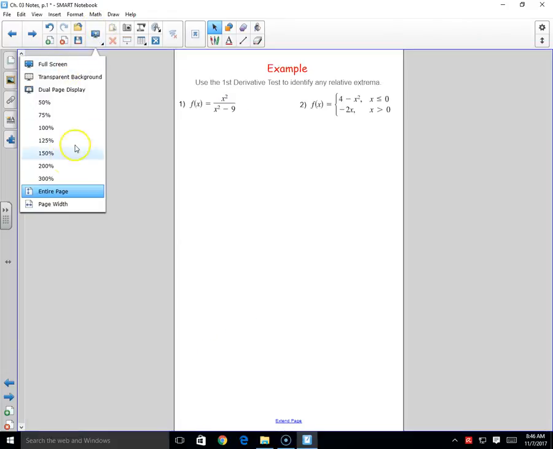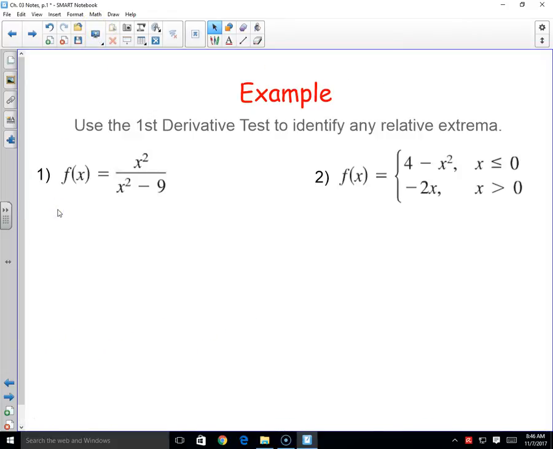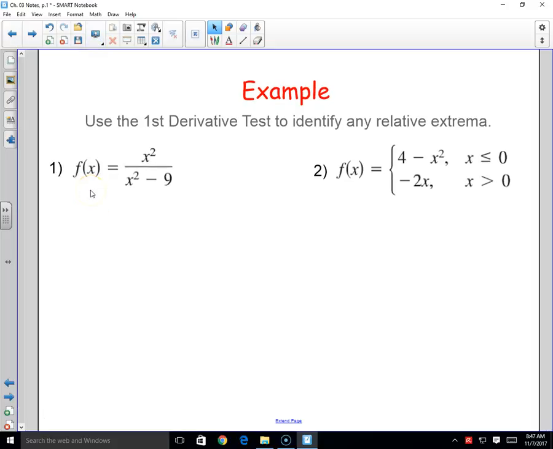The goal: find relative extrema. To do it, find or make a sign chart. Removable? No, there's nothing removable.